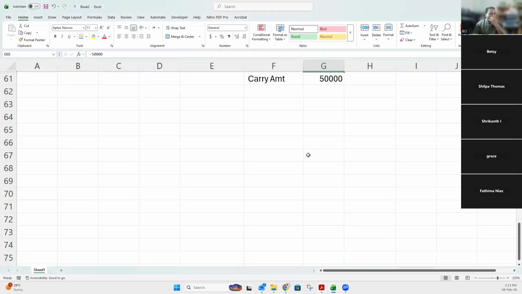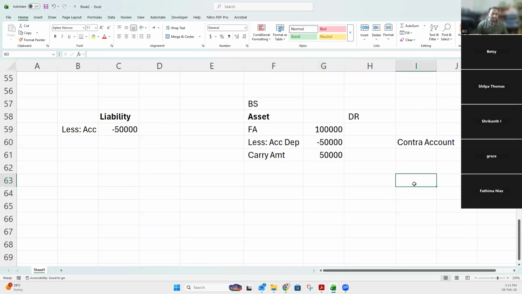There are a few other contra accounts, like sales return. We show it under sales minus sales returns, right? Sales return actually has a debit balance, but we are showing it on the credit side in a minus symbol. So when you put anything on the other account side or with a negative sign, we call it a contra account. Okay, got it?